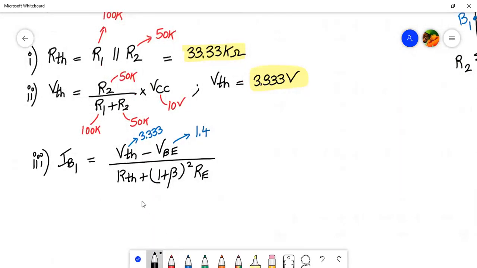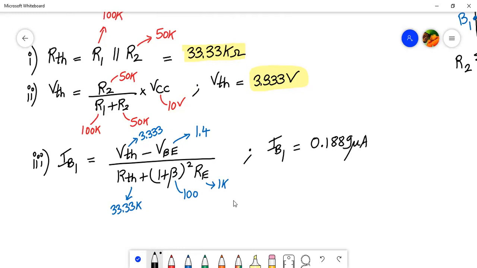And the value of RTH, we just now calculated, it's 33.33 kilo ohms. And then the value of beta, which is 100. So it will be 101 square. And RE value is given as around 1K. So if you substitute all these values into the calculator, you should get IB1 close to 0.1889 microamperes. So please cross-check this answer. If you get any other answer than this, please reply in the comment section. Okay. So now we got the value of IB1.